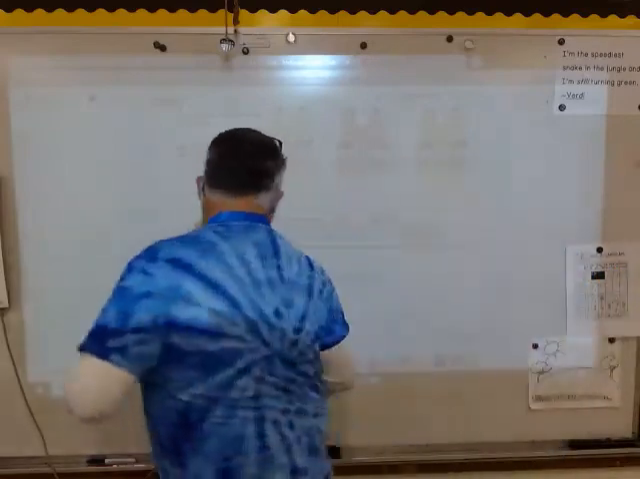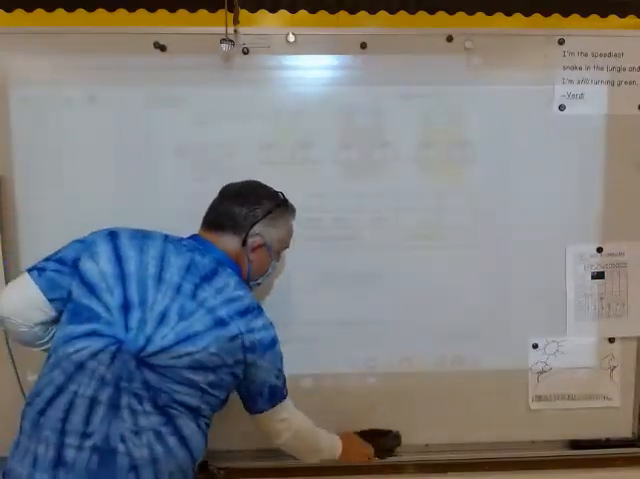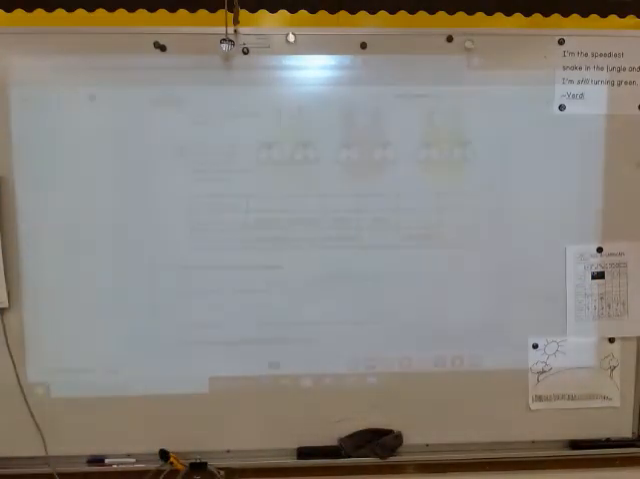Okay, go to the next page. We're going to look at another way to do an organized list. And it's called a tree diagram. And when you look at it, you're probably going to realize why it's called a tree diagram. Why is it called a tree diagram? What do you think?